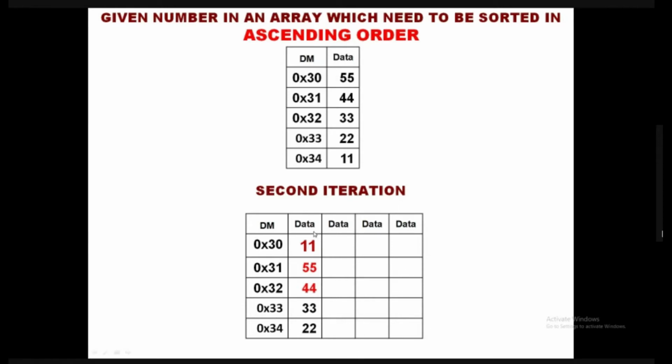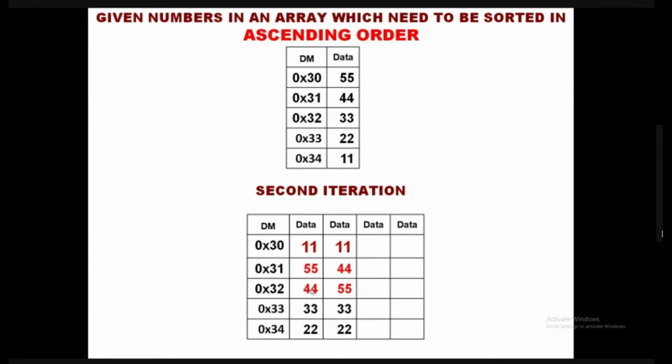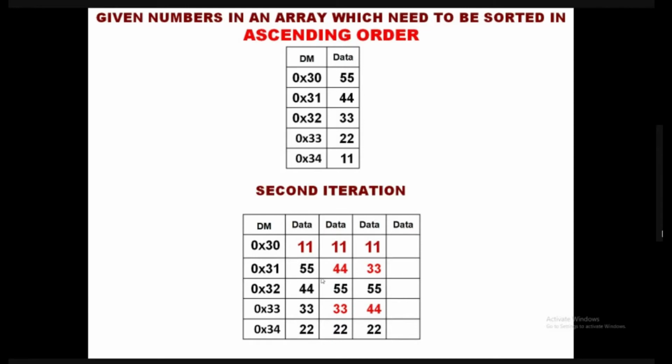Already 11, the smallest number, is available in 30. Our interest is to compare 31 and 32. When we compare 31 and 32, the 32nd memory location holds the smaller number, which is 44. So 44 and 55 need to be swapped, and it is swapped. Then in the second iteration, second comparison, 44 is compared with 33. So 44 minus 33 needs to be done, and 44 is the largest number, hence it has to be swapped. So 44 and 33 will be swapped, as you see here.